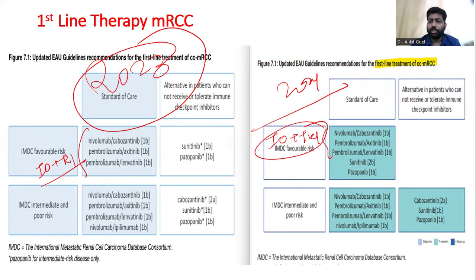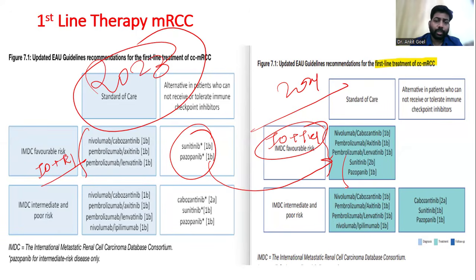So this combination is still there, but why have sunitinib and pazopanib, which were alternatives, now been included in the standard of care? Sunitinib and pazopanib have now become one of the standard of care compared to the immunotherapy and TKI. They were kept as alternatives till last year. Now they have been included in the standard of care. We'll come to the reason. So we should know about the favorable risk combinations.